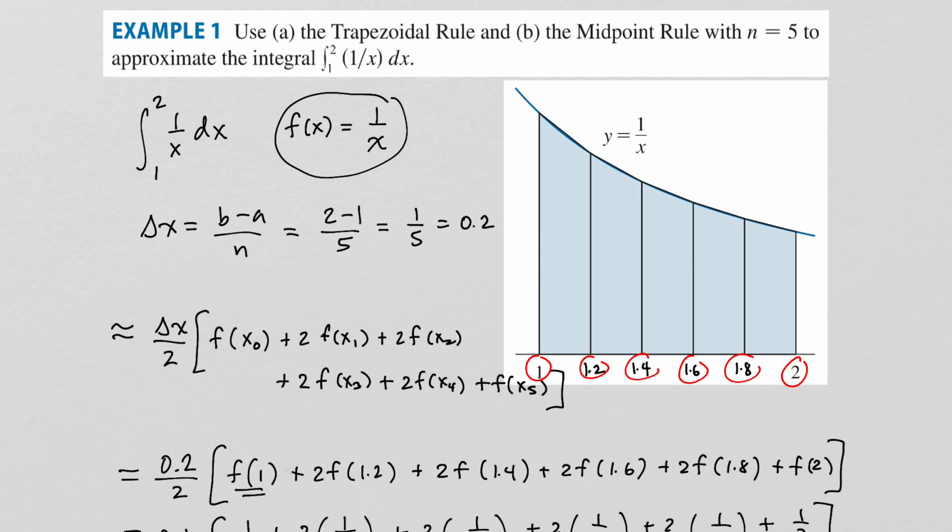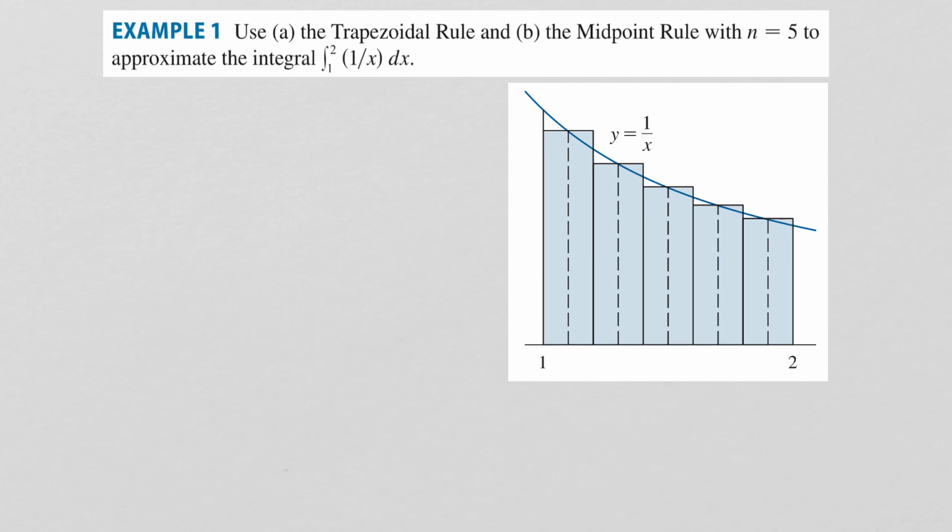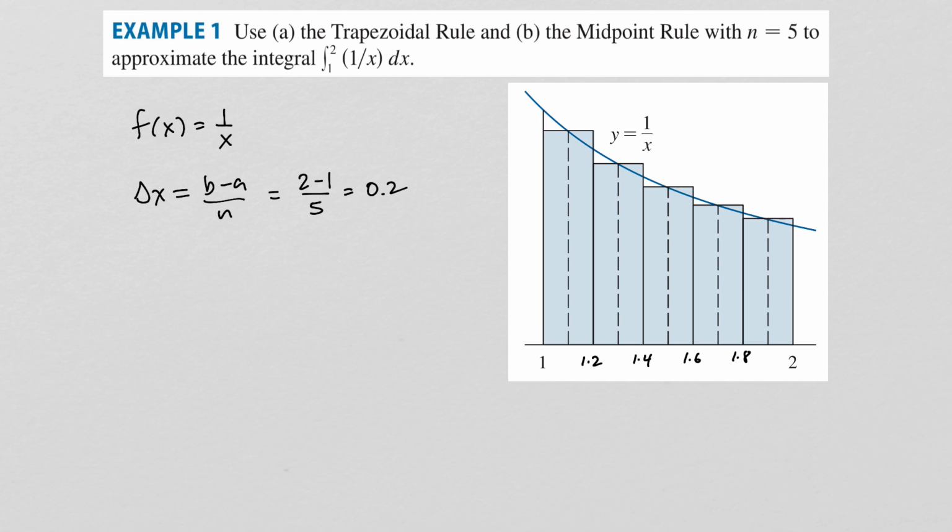So now let's go ahead and use the midpoint rule to approximate the same integral. So of course the function is the same. We still have the function f of x is equal to 1 over x. Delta x is also still the same. It's b minus a divided by n, which is 2 minus 1 divided by 5, which is 0.2. All of these endpoints here are going to be the same. So 1.2, 1.4, 1.6, and 1.8.